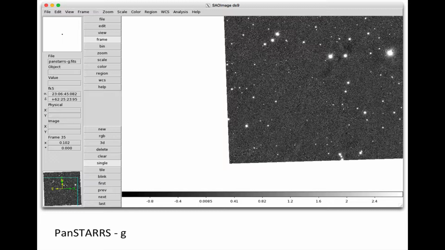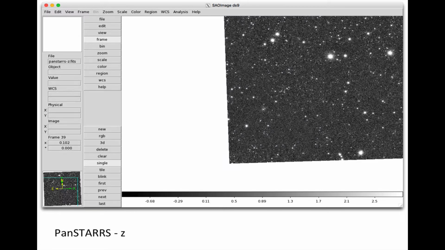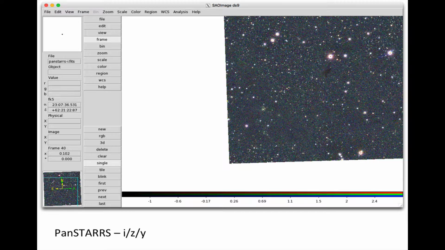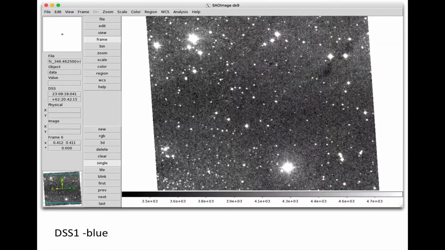So there's Pan-STARRS. Now, Pan-STARRS covers the whole region, but the tiles they offer don't. So this is, again, the same chunk of sky, so we're kind of off the edge of this particular tile, but the data do actually exist. So g, r, i, z, y. Same sort of thing. When you go to longer wavelengths, here you get more stars. So there's a 3-color image with i, z, and y.